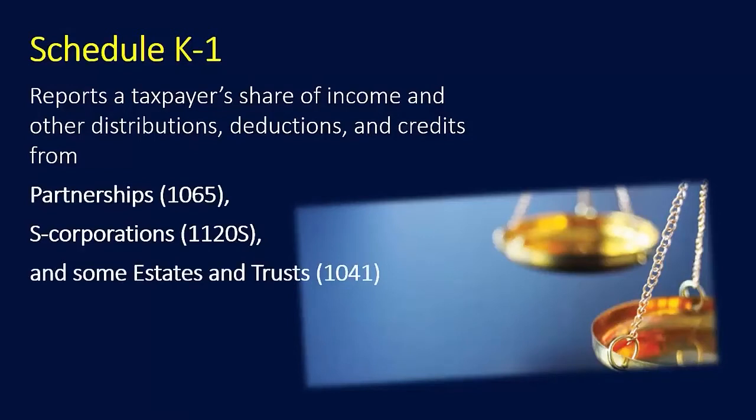some estates and trusts. And you notice partnerships, the main form for a partnership or a partnership income tax form is a 1065. An S corporation is reported on an 1120S, and estates and trusts are reported on Form 1041. So each of these forms will ultimately generate a K1 for an individual taxpayer.